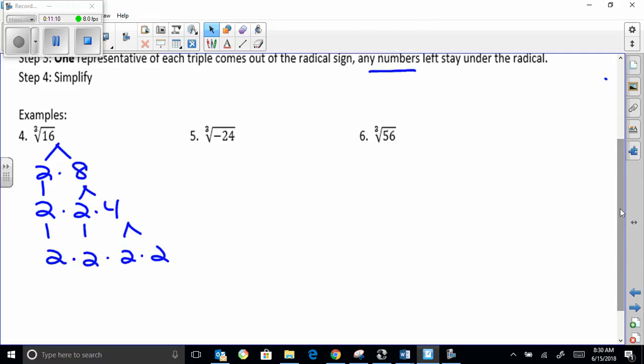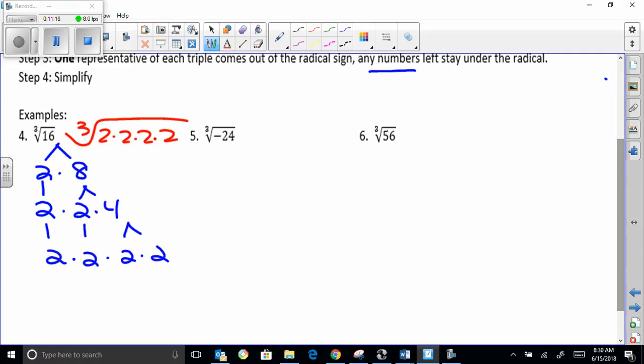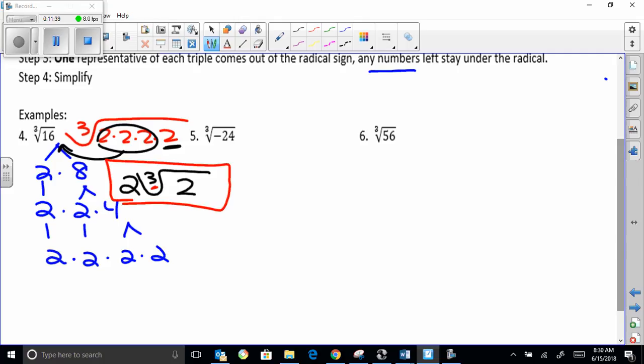Okay. So for a cube root of 16, I have 2 times 2 times 2 times 2. In order to come out from under the radical sign, I must have a set of 3. So I have a set of 2's. The 2 would come off the bus, making it 2 times the cube root, and this 2 would stay up under the bus. Don't forget to write this 3 here. Without the 3, you're telling me you took the square root.